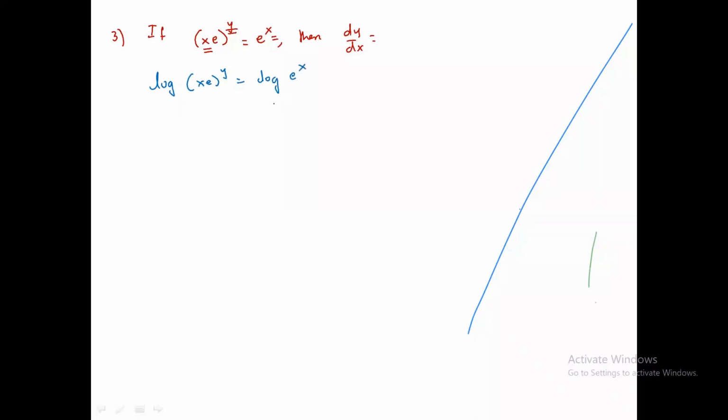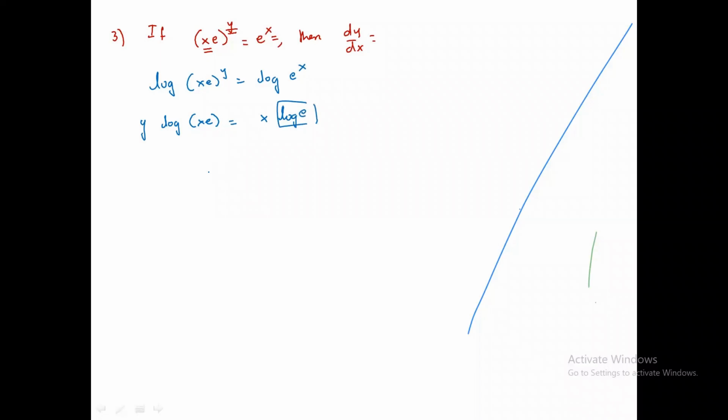Again, as I said, you have to try to avoid steps. You will only know what steps you have to write and what steps you should not write based on your knowledge. So the power y will come out. You will have log x. Here the power x will come out. You will have log e, which is 1.